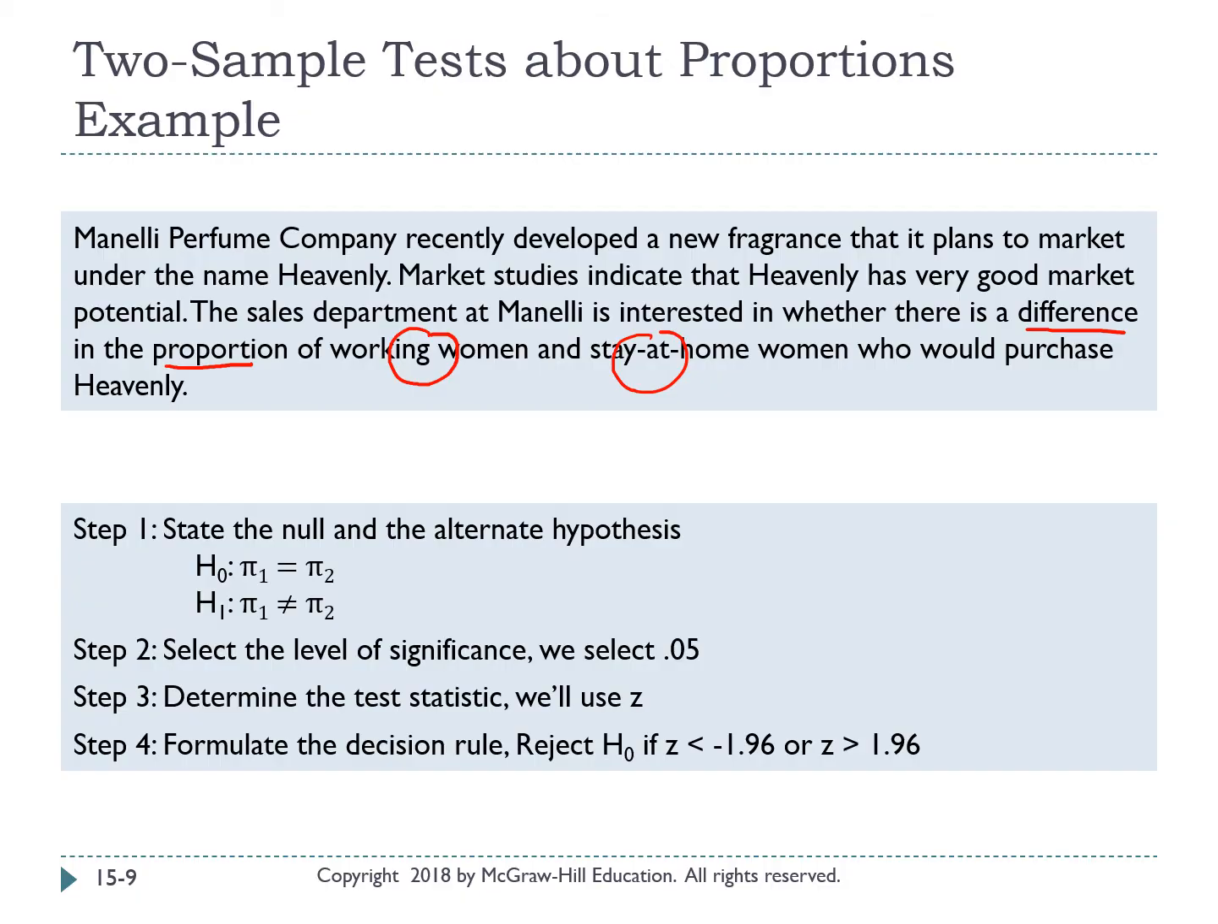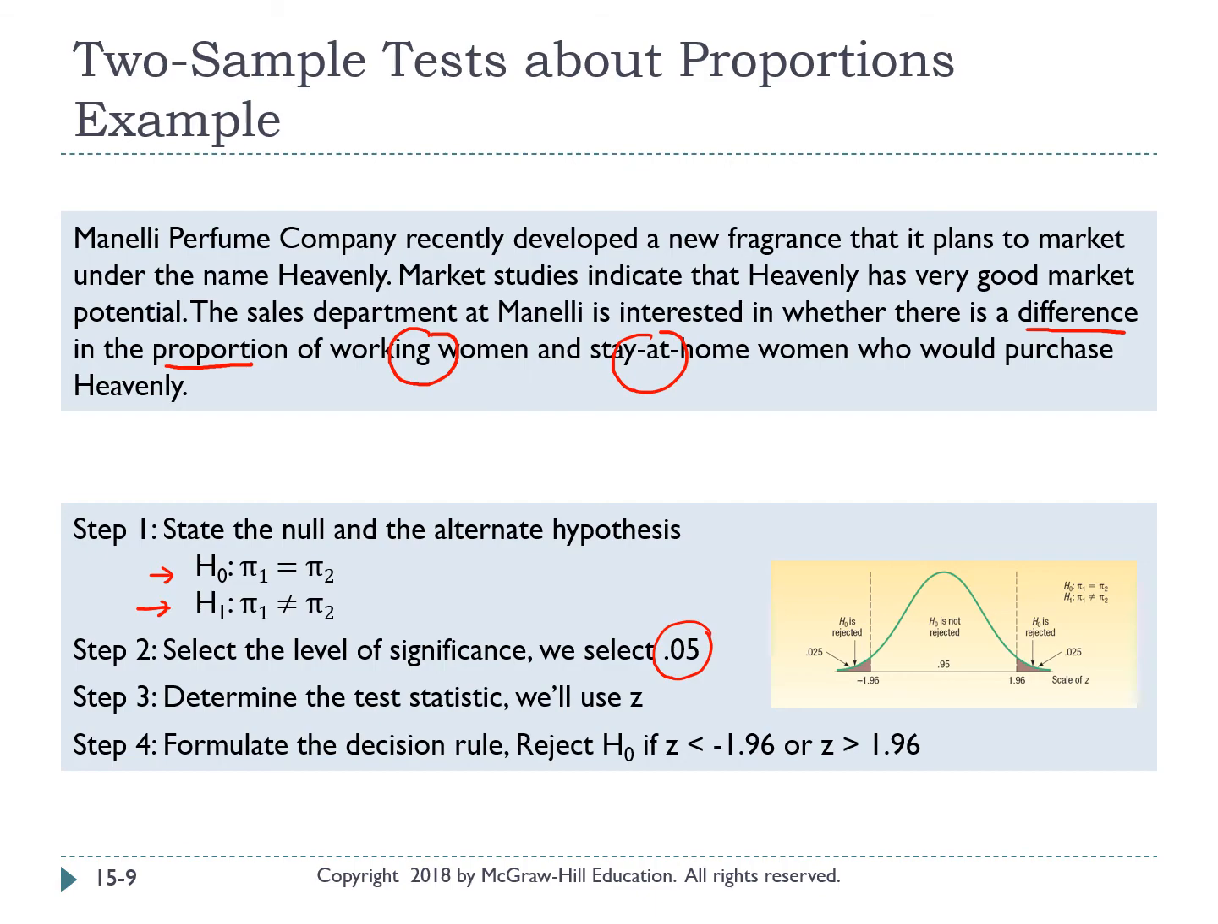Okay, so let's start writing our hypothesis testing. Step number 1, we have to state the H0 and H1. Our H1 is proportion 1 is not equal to proportion 2. So pi here refers to proportion, and we can say that the proportion of working women is different from the proportion of stay-at-home women. H0 is just the opposite sign of our H1. And step number 2, we have to select our alpha. In this case, we will use 0.05. Step number 3, we have to compute the test statistic. We will be using Z for the case of proportion.